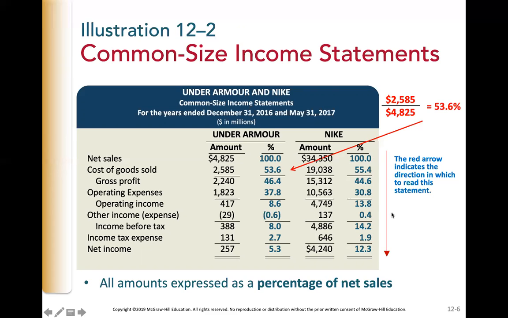As you can see, Under Armour's gross profit is 46.4% and Nike's is 44.6%. This means Under Armour earns a slightly higher gross profit for each dollar of sales. If we go on down the line, make sure that you're expressing anything that is negative as a negative percentage.